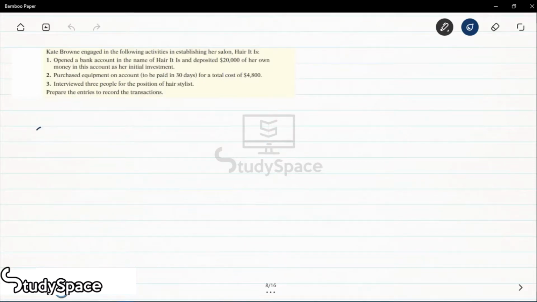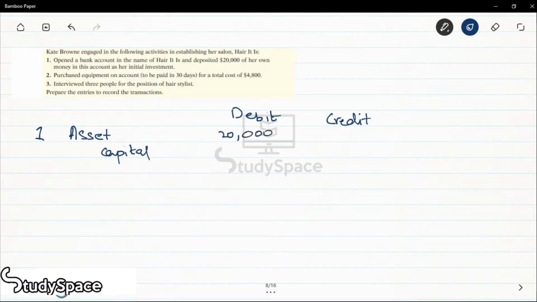So the first thing that happens is that there's an increase in asset. So this is going to be debit, and since there is an increase in capital, it is going to be credit, of 20,000. So first we analyzed whether an entry would be credit or debit. Then we wrote it down into our journal, and we will do the third step in the further part of this video.